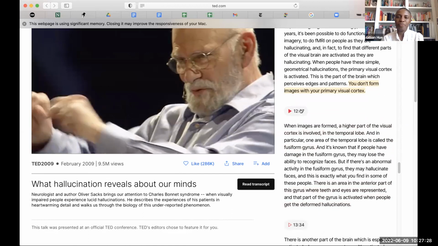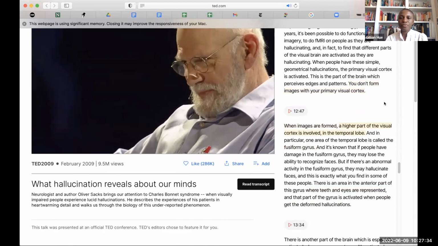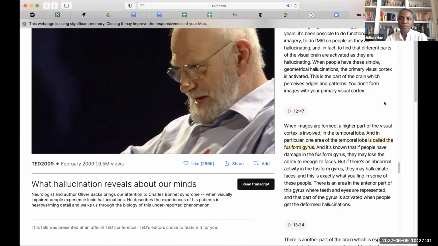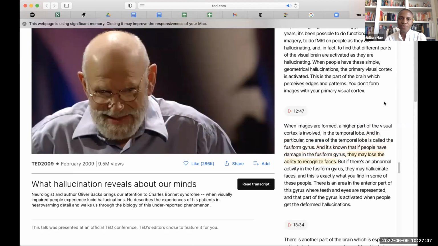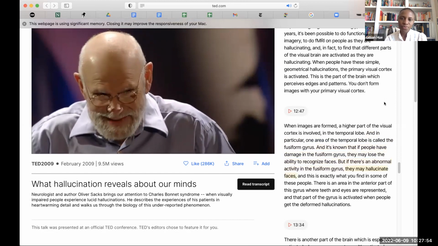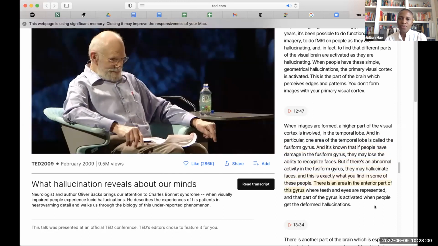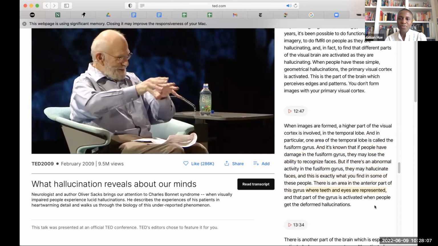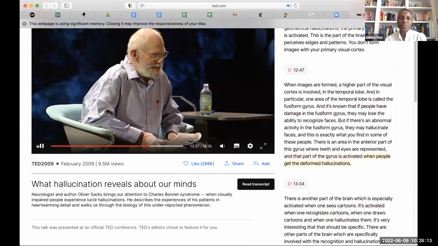Okay, a little bit more. A higher part of the visual cortex is involved in the temporal lobe. And in particular, one area of the temporal lobe is called the fusiform gyrus. And it's known that if people have damage in the fusiform gyrus, they may lose the ability to recognize faces. But if there's an abnormal activity in the fusiform gyrus, they may hallucinate faces. And this is exactly what you find in some of these people. There's an area in the anterior part of this gyrus where teeth and eyes are represented. And that part of the gyrus is activated when people get the deformed hallucinations.